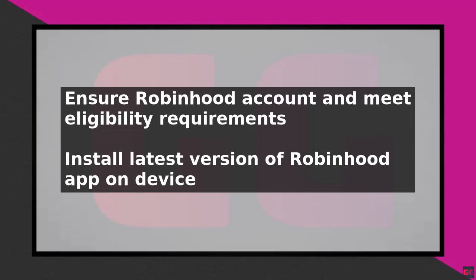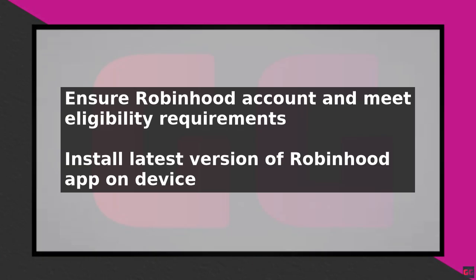To enable 0DTE options on Robinhood, you need to have a Robinhood account and meet certain eligibility requirements. First, make sure you have the latest version of the Robinhood app installed on your device. Open the app and log into your account.